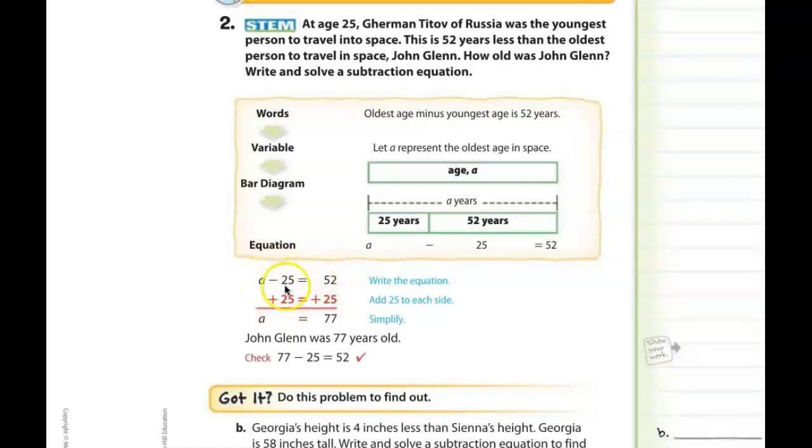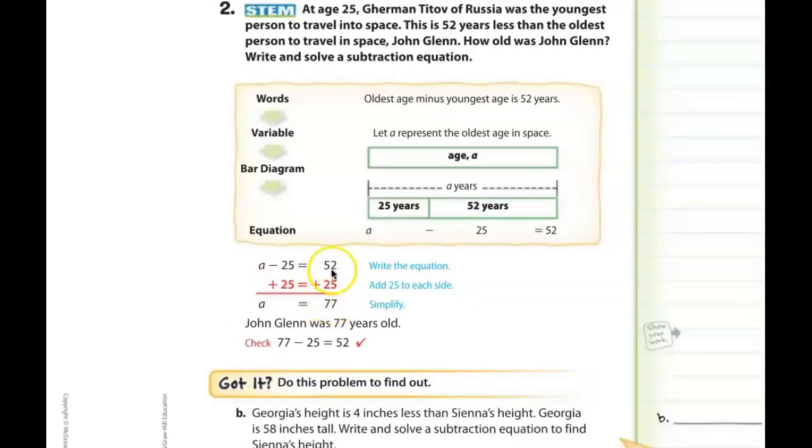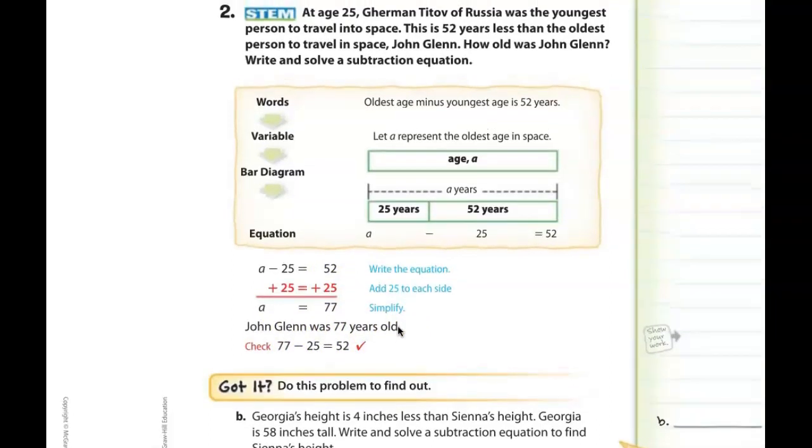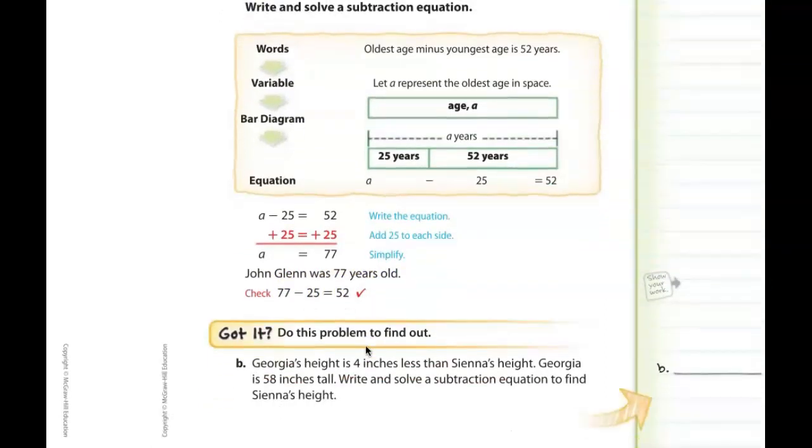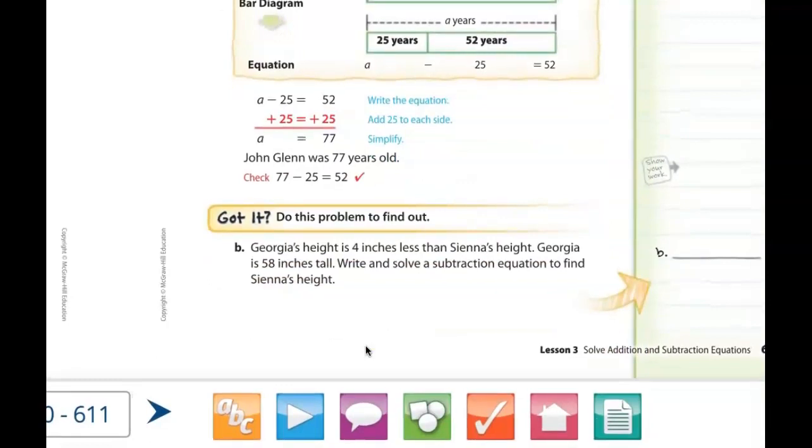So if we have A minus 25 is equal to 52, to get rid of this negative 25, we're going to add 25. And if we do that to this side, we have to do that to this side, and we end up with A isolated over here because this creates a zero pair. And then 52 plus 25 is 77. So John Glenn was 77 years old the last time that he went into space. And we can check that by 77 minus 25, and we do get 52.